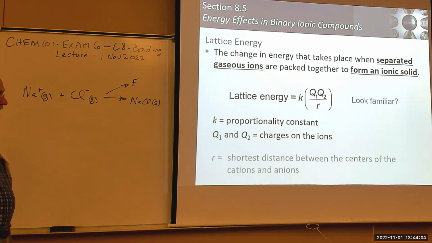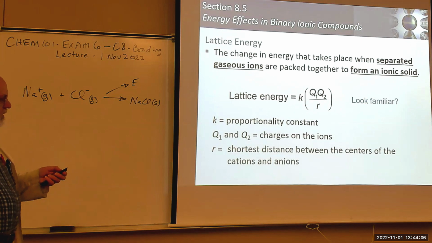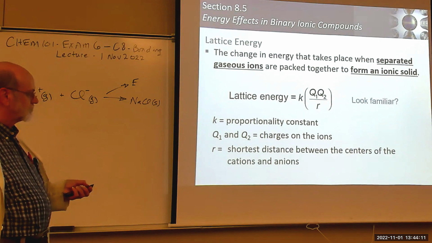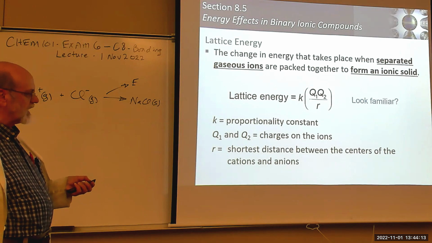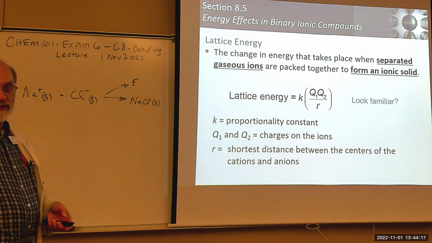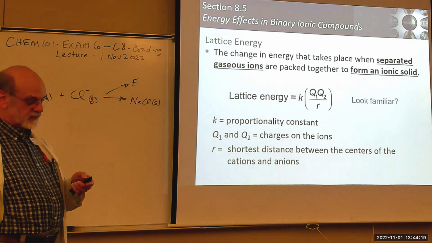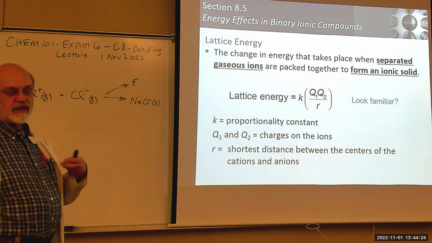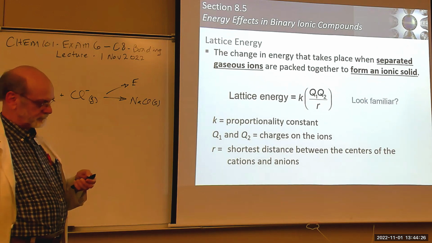Now we can calculate lattice energy. All we need to know is the charges on the ions, the distance between them, and some proportionality constant. This may not be Coulomb's constant, like we did before. This could be something different, and it may be specific for each combination of ions.